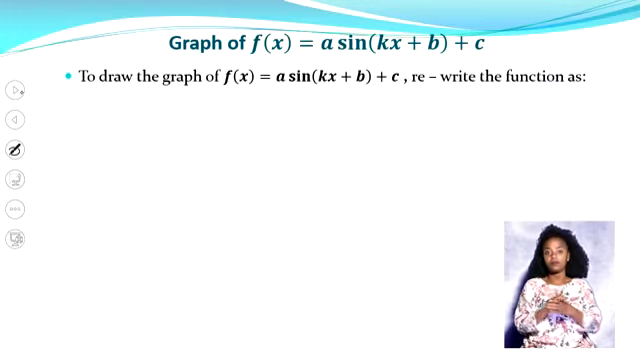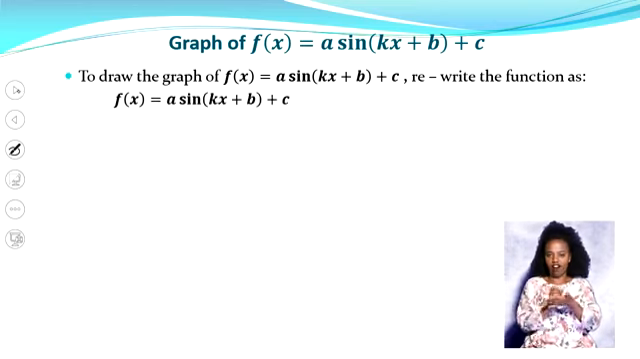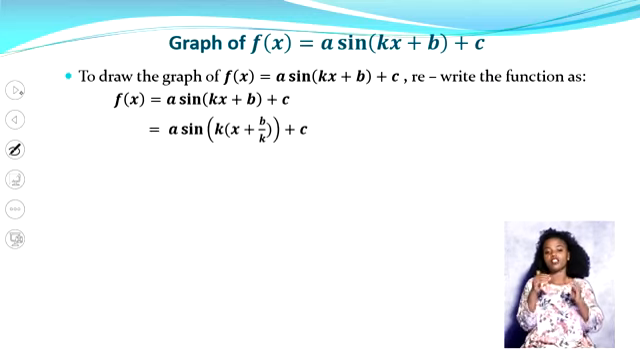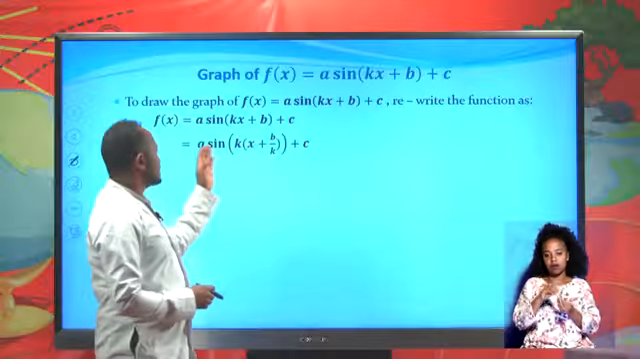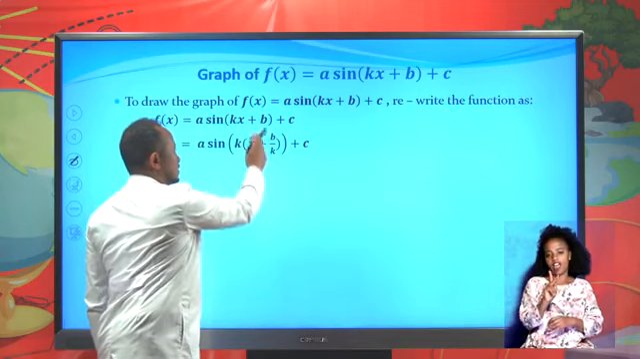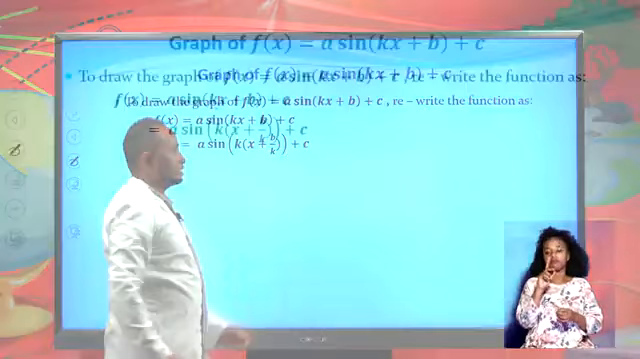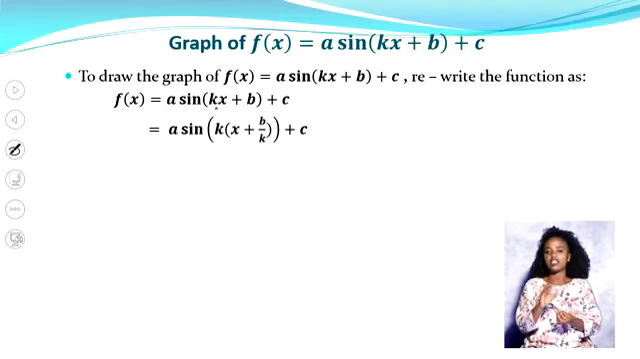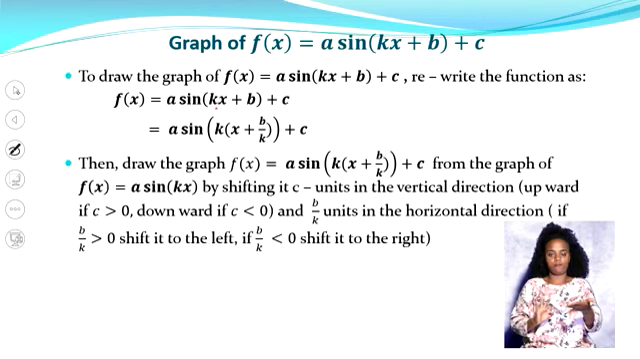To draw the graph of f of x equals a sine kx plus b plus c, rewrite the function first in this form. Rewrite the function in this form: a sine, factor k here. When you factor k, you will have x plus b over k plus c. We need to rewrite the function in this form, and then we apply the shifting method to draw this graph.